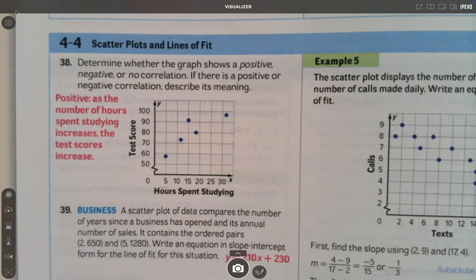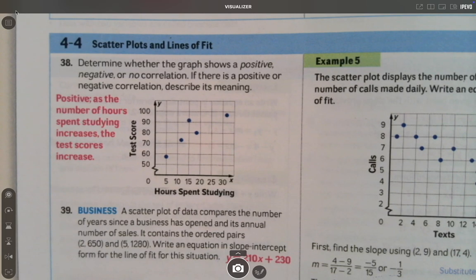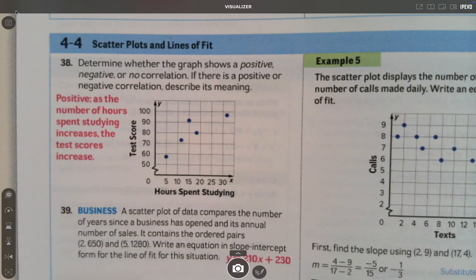So 38 is a positive correlation. I'm just repeating because I'm writing it on this paper so that I'll have it on this paper. As the number of hours of studying increases, the test scores increase as well.